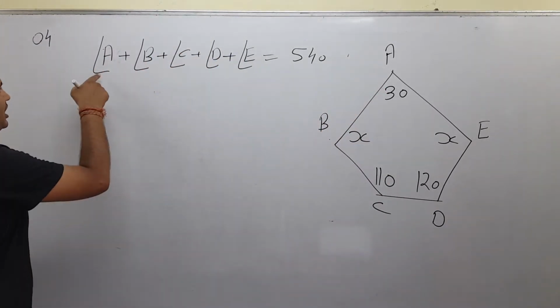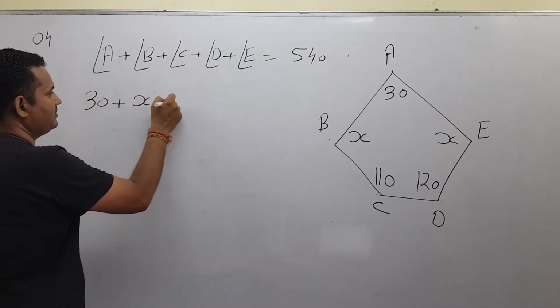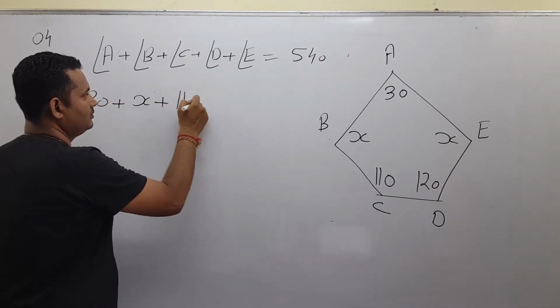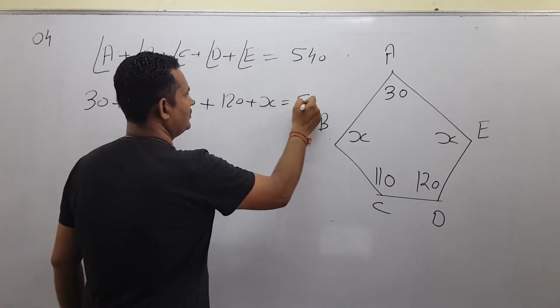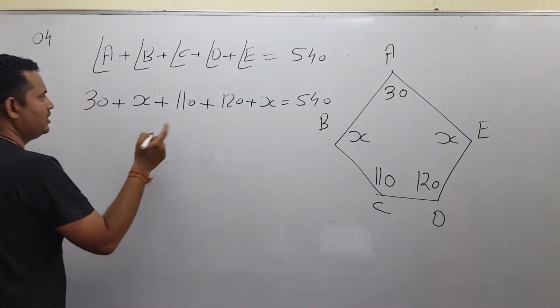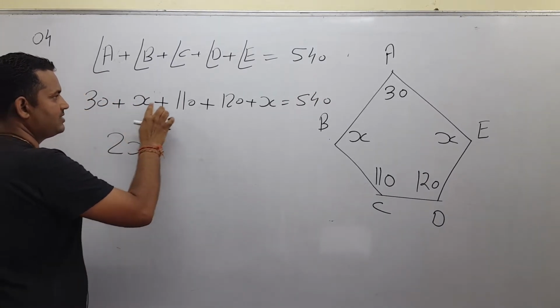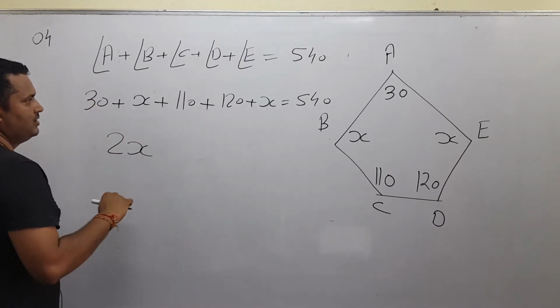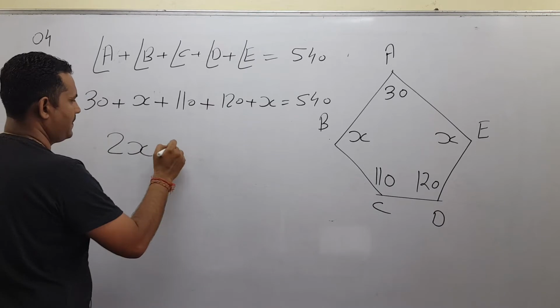चलो वैल्यू पुट अप करेंगे. In place of A you will write 30. In place of B X. Equal to 540. Got it? Now please add it very fast. You will get 2x. X plus X 2x. Now 100 and 100 200, 230 plus 260.